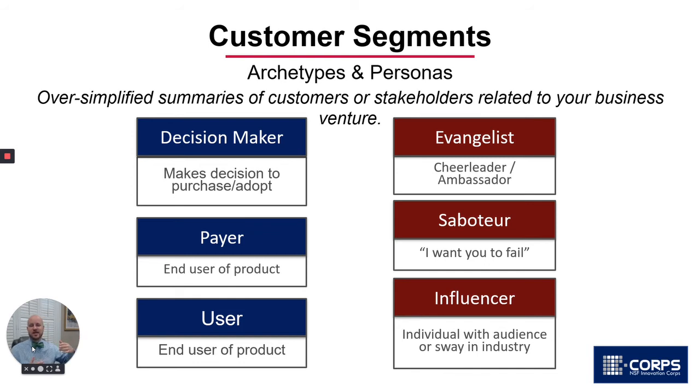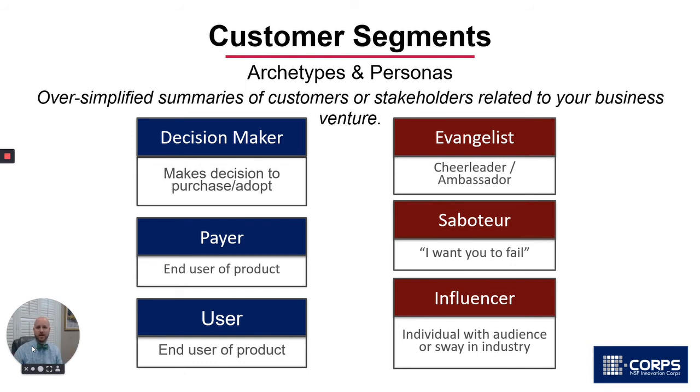But then at the same time, in that same organization, you might have a saboteur, somebody who doesn't want it to happen because it will disrupt their job, it'll change their role, it'll do all these kinds of things. And they're people who don't want something to happen. You need to identify who those people are. And then you also need to understand influencers, all right? Every type of service or product has an organization or a group that has some sway.